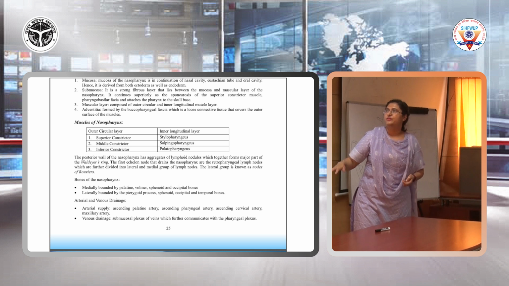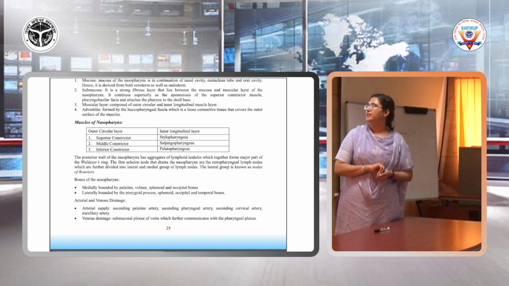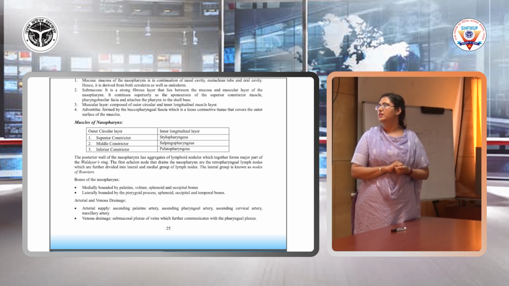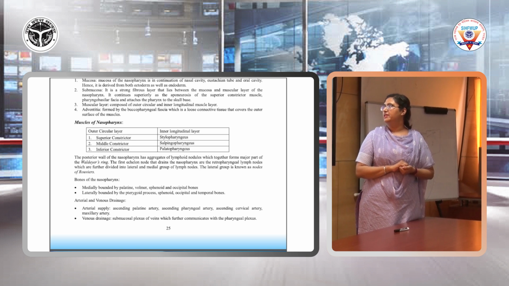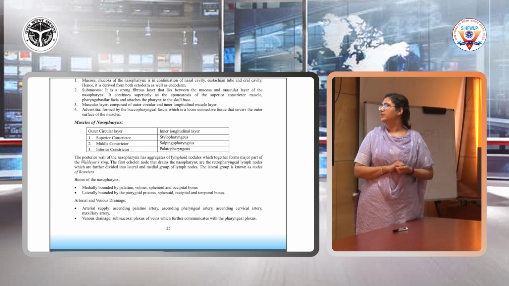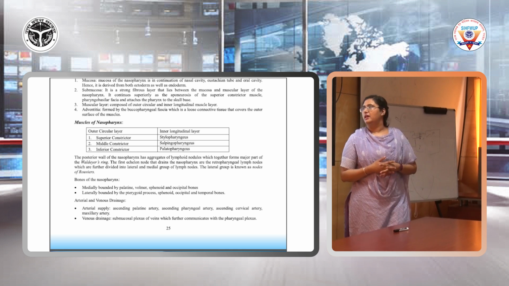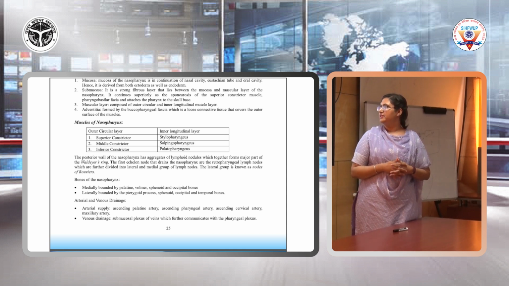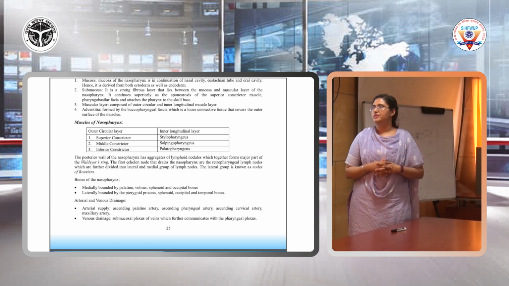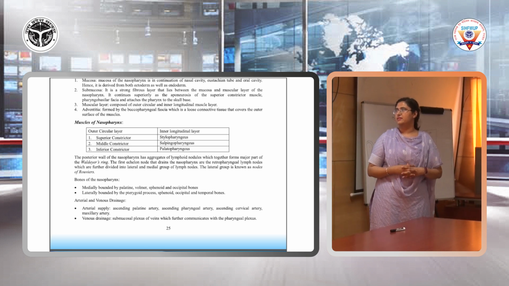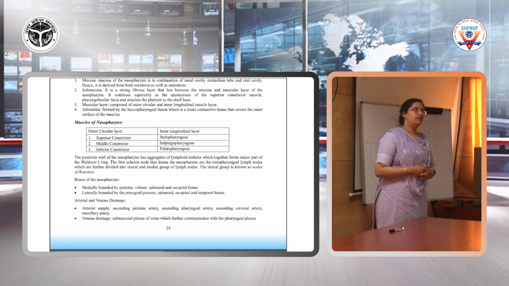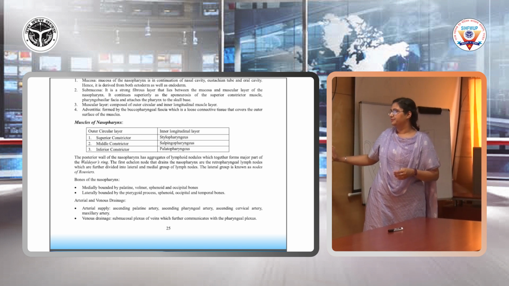Now, the bones of the nasopharynx: medially it is bounded by the palatine, vomer, sphenoid and occipital bones, and laterally by the pterygoid process, sphenoid, occipital and temporal bones. Then arterial and venous drainage. Arterial supply is by the ascending palatine artery, ascending pharyngeal artery, ascending cervical artery and maxillary artery, whereas venous drainage is by the submucosal plexus of veins, which further communicates with the pharyngeal plexus.